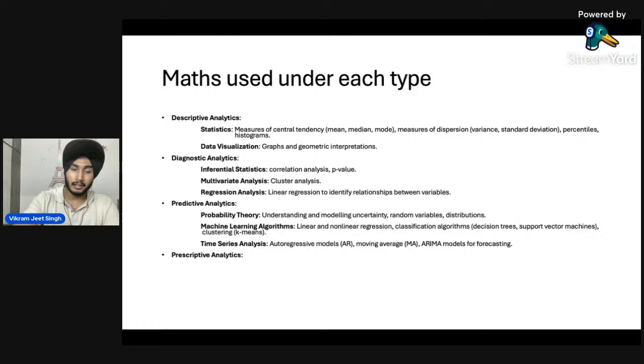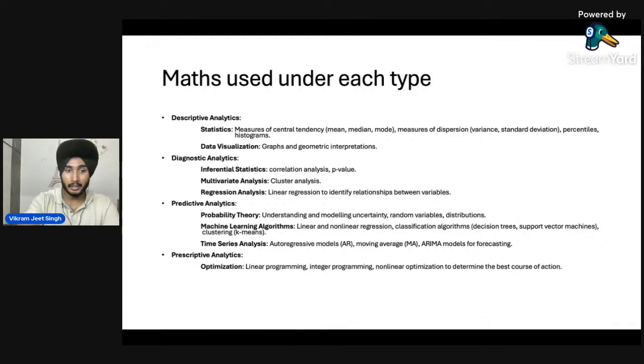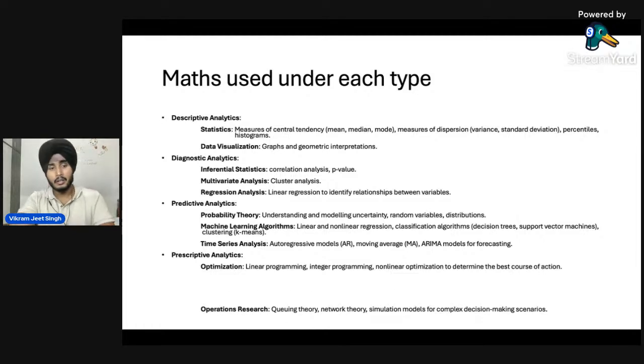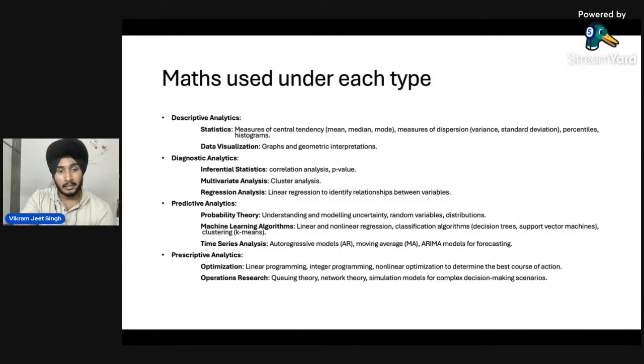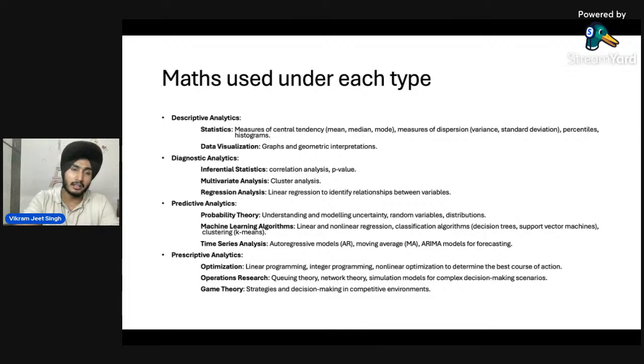And then coming to the prescriptive analytics part, the deeper one: linear programming, integer programming, non-linear optimization, and all they do. Operations research like queuing theory, network theory, simulation of models for complex decision making scenarios, etc. And next, game theory, like there are different techniques, strategies and decision making in competitive environments. So these are the types of maths which we specifically use under each type of analytics.